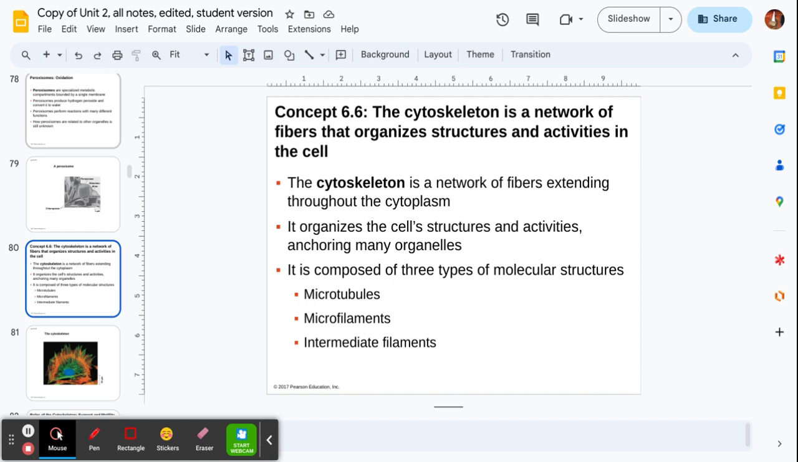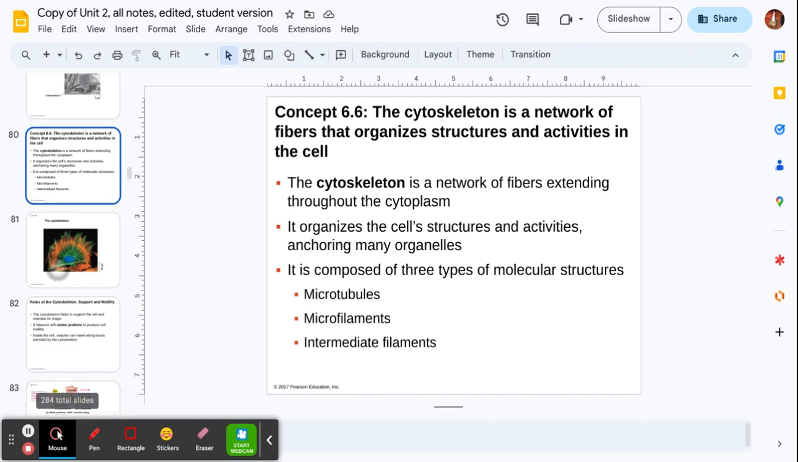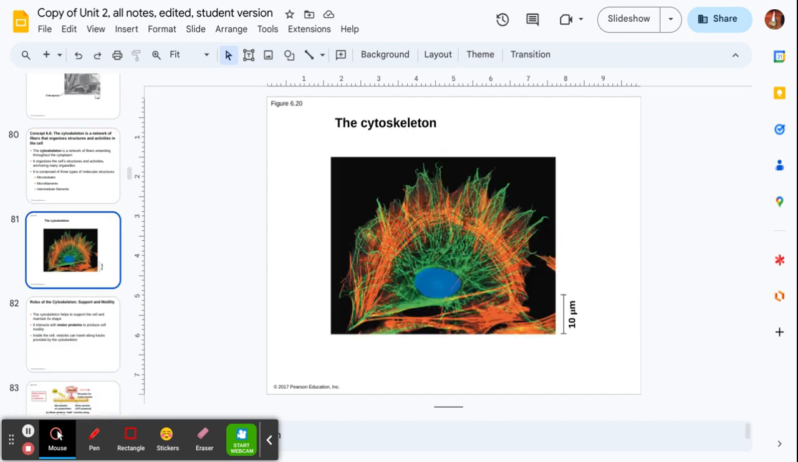There are 3 different types of fibers that we're going to touch on. We're not going to talk too much about these, but we'll talk more about some of them as we go on into the units. There are microtubules, microfilaments, and intermediate filaments. This is a picture where they have stained the cell with all sorts of different dyes, and as a result, the different dyes get picked up by the different fibers. So the different colors are all representing different fibers within that cytoskeleton.